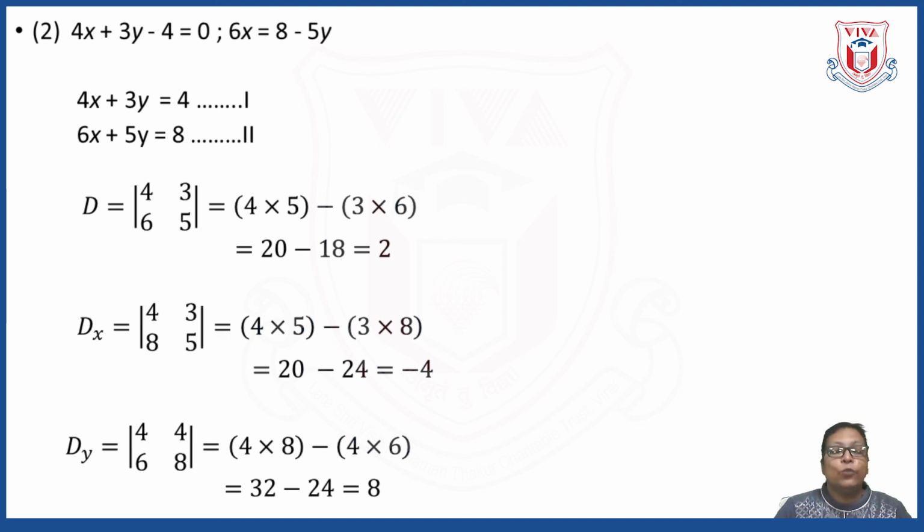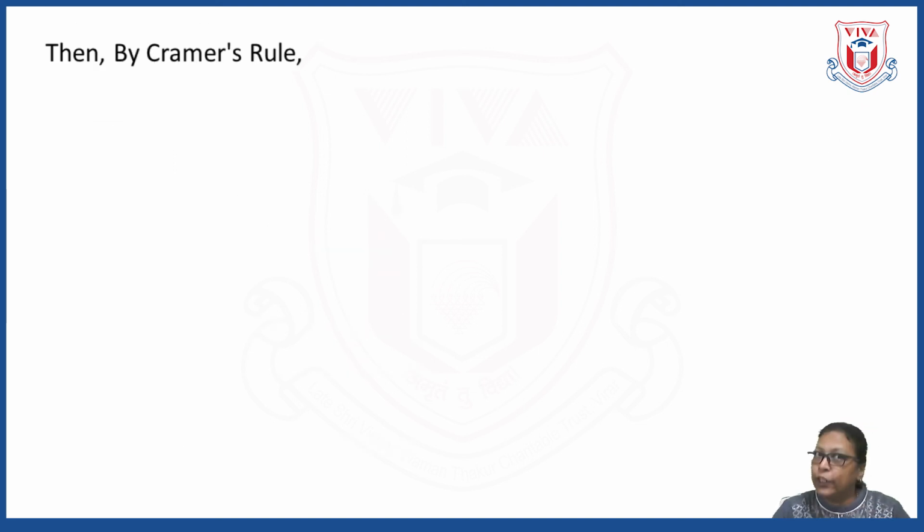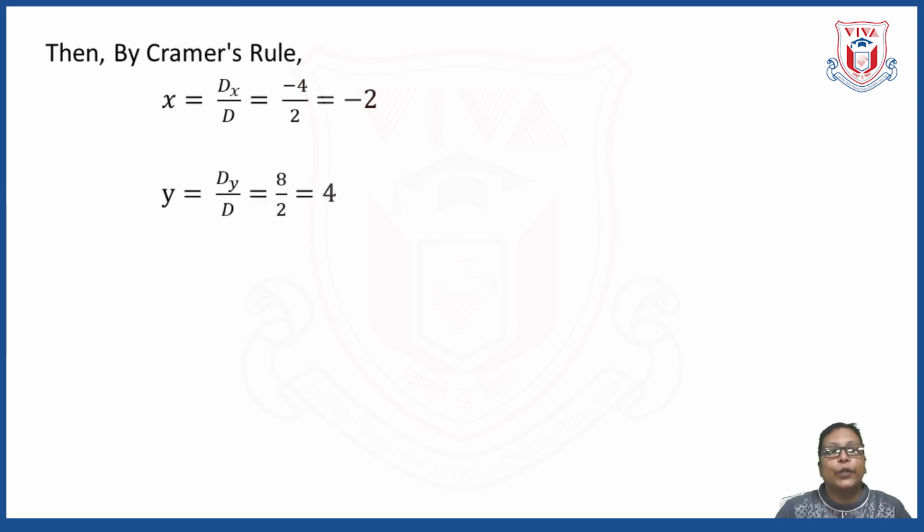Then write down by Cramer's rule. Don't forget to write this statement. Where you are using Cramer's rule is very important. So always write down the statement. Then by Cramer's rule, x is equal to Dx by D, that is equal to minus 4 divided by 2 equal to minus 2, and y is equal to Dy upon D, 8 divided by 2, that is 4. And then write down the final answer as the solution in the form of an ordered pair, or you can write down x is equal to minus 2 and y is equal to 4.